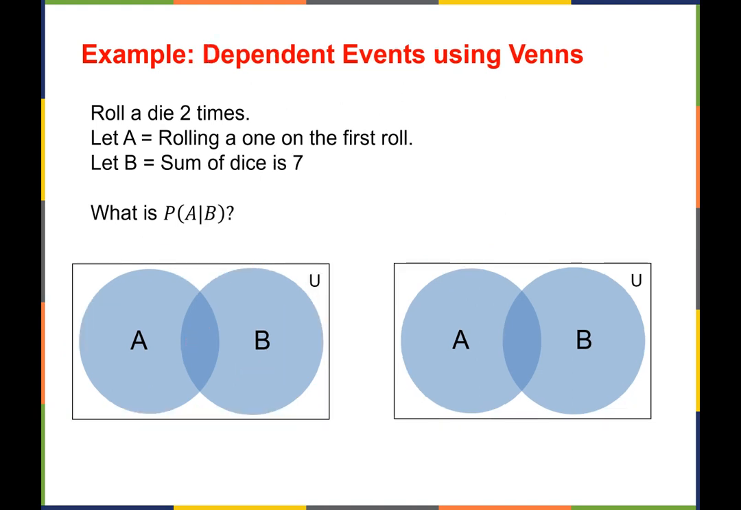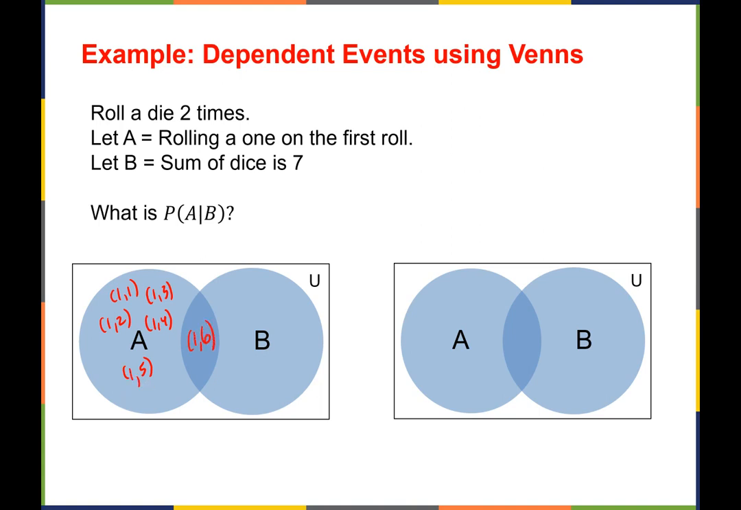This time we're going to do a dependent event. Same situation. We're going to roll a die 2 times. A is going to be rolling a 1 on the first roll, and B is going to be the sum of the dice is 7. So A is the same as before. So we have 1, 1 is an A, 1, 2 is an A, 1, 3 is an A, 1, 4 is an A, 1, 5 is an A, and 1, 6 has a sum of 7, so that guy gets to be in the intersection.